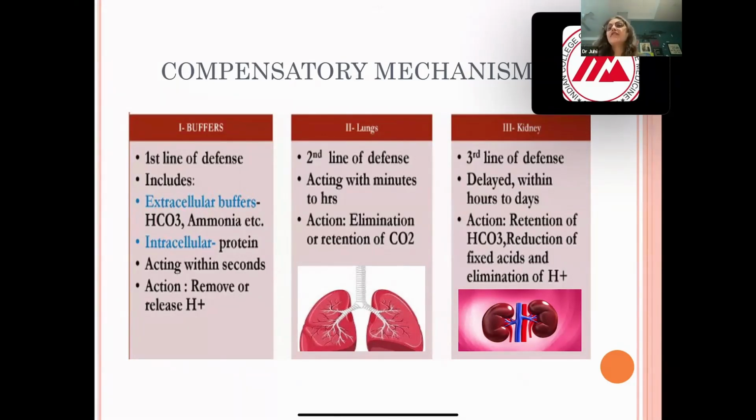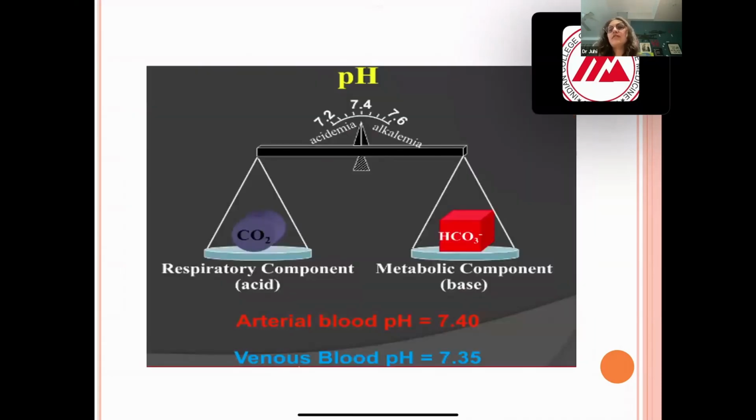Okay. The second line of defense are the lungs. They act within minutes to hours, and they act by eliminating or retaining the carbon dioxide. Third is the kidneys. It is the slowest, takes hours to days to compensate, and acts by retaining the bicarbonate or by eliminating the H+ ion via urine.